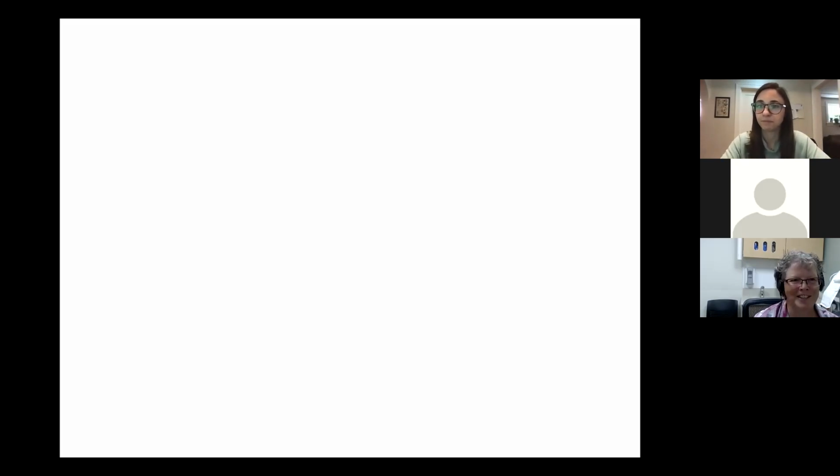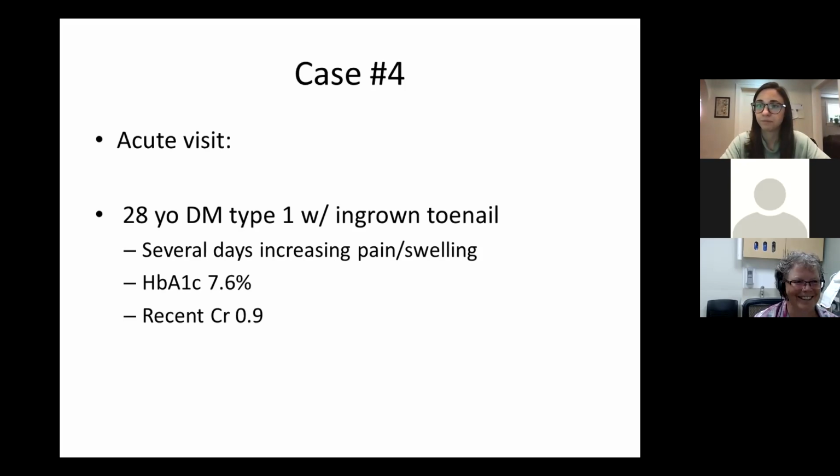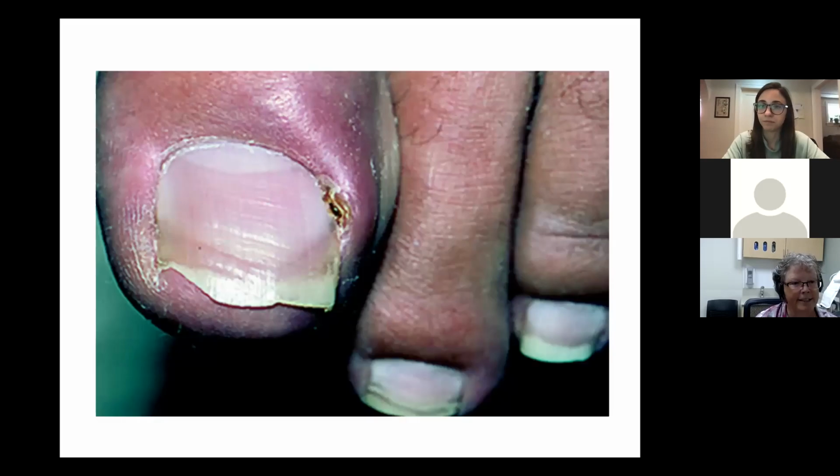Let's talk toenails. Okay, 28-year-old type 1 comes in with an ingrown toenail. Several days of increasing pain and swelling. A1C is pretty reasonable. Creatinine's fine. This is what they have.